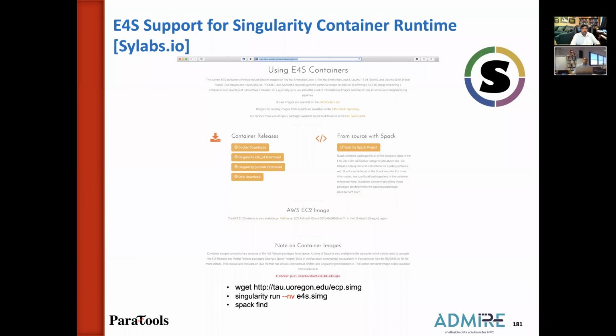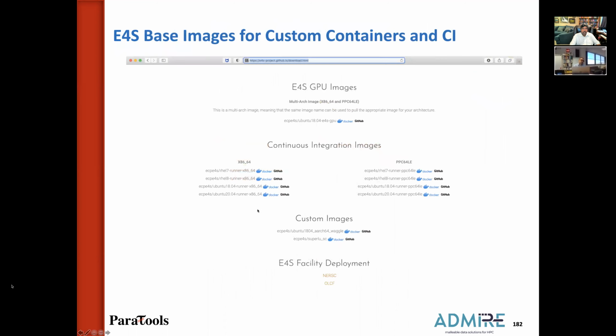And we also have Singularity containers. I have a Singularity container right here in our image downloaded. So you can download it from this website. You can just run it with the --nv flag if you're using NVIDIA GPUs. And then you'll have Spack installed in your environment. We also have GPU images, multiple architecture images, or x86_64 base images that you can use to create your own custom image.